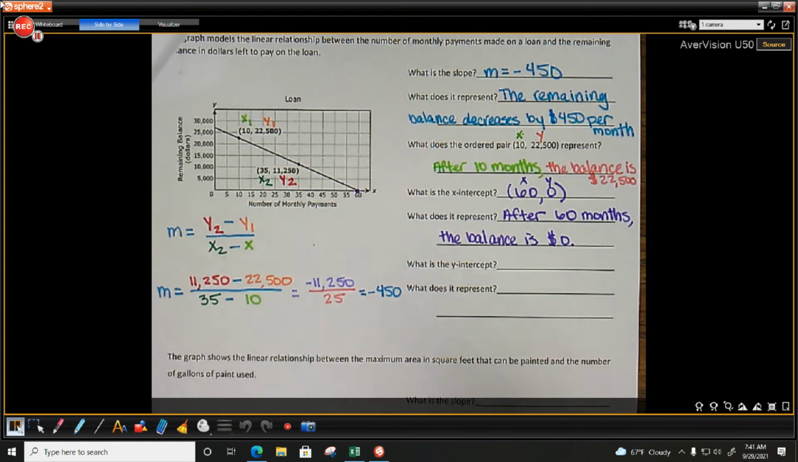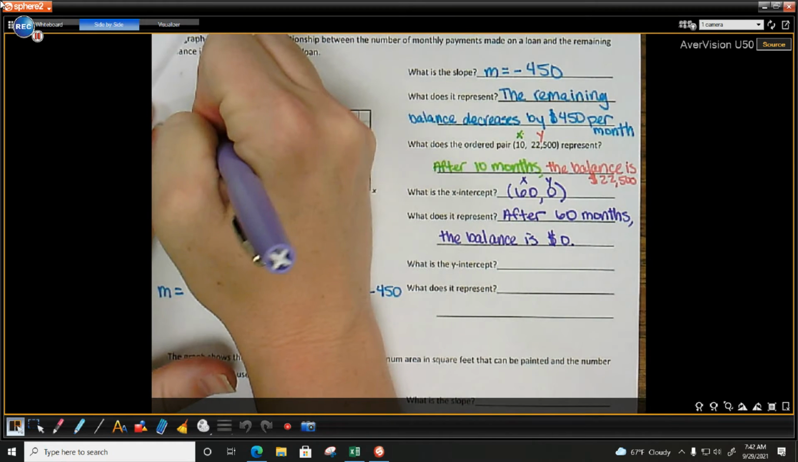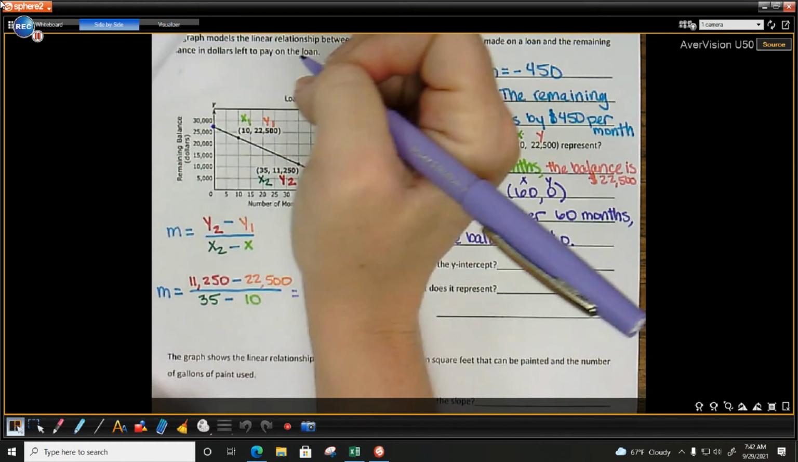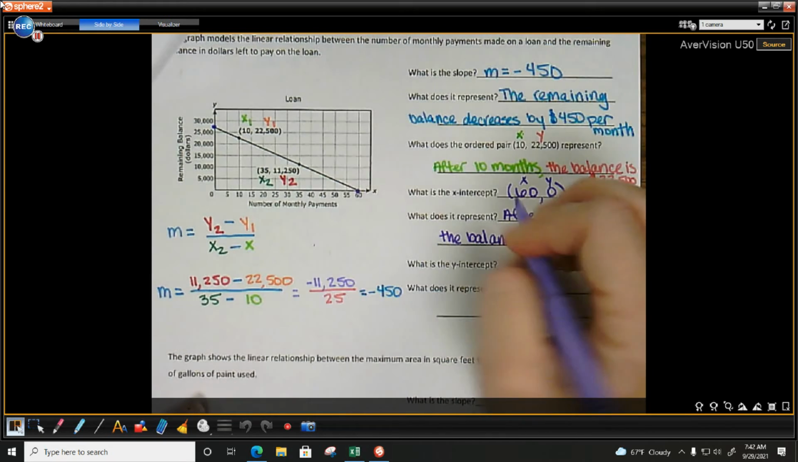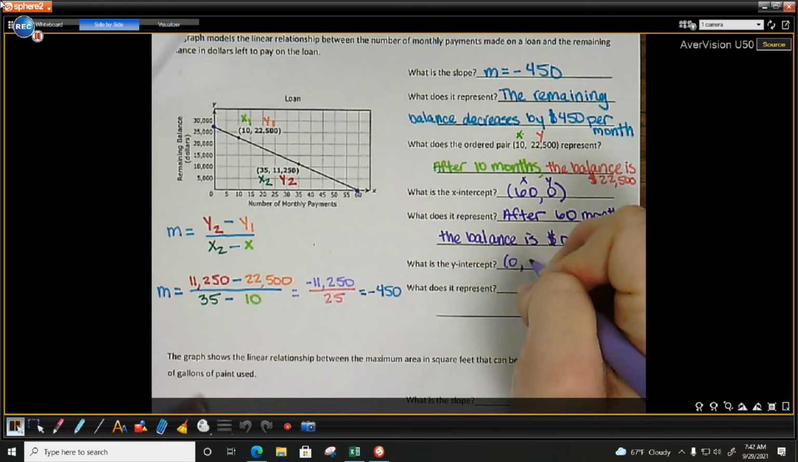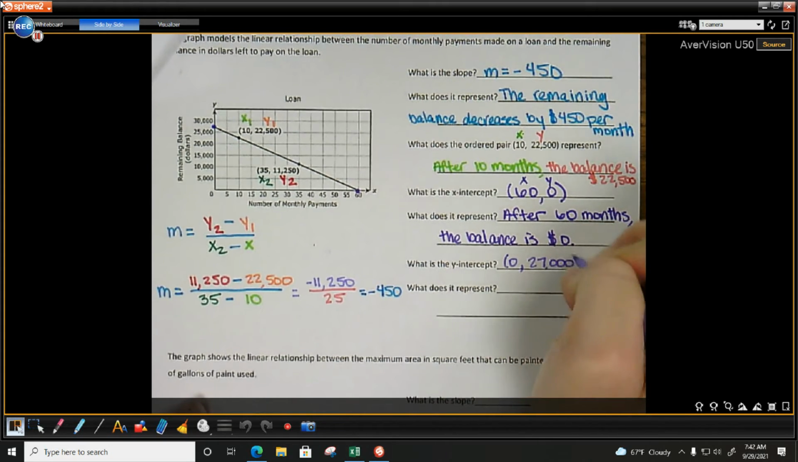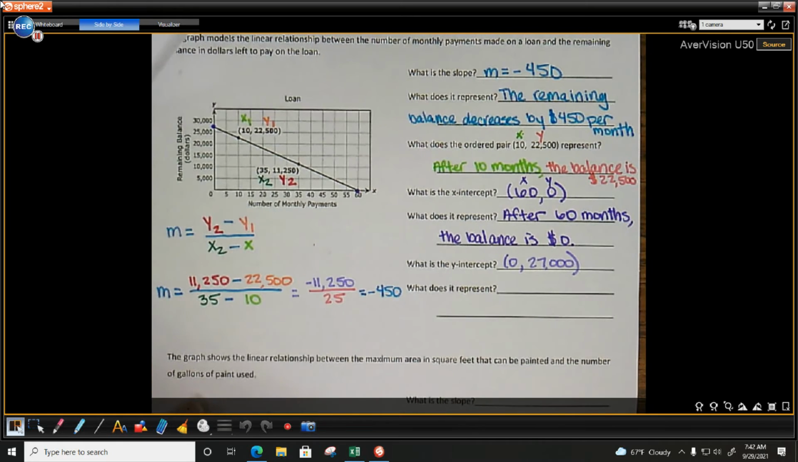Okay. Now let's look at our y-intercept. Where does this hit the y-axis? It's kind of hard to tell. On your test and when you're interpreting, it would be clearly labeled. So this is 0, 27,000. It's in between 25 and 30. It's 27,000.